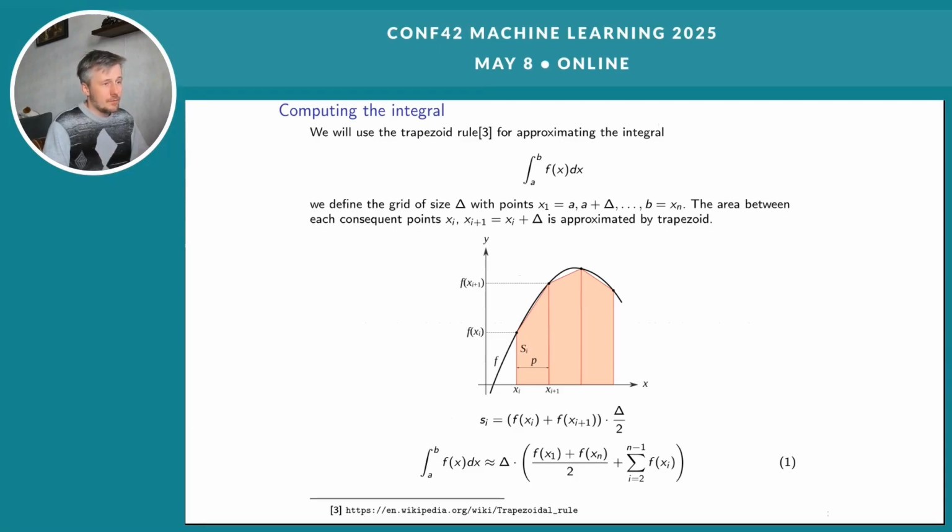The lengths of the sides are given by the values of the function at points x sub i and x sub i plus 1. And the area is the mean of these lengths multiplied by the distance between the sides. The integral is approximated as the sum of areas of all trapezoids by formula 1. Note that each inner point is contained by exactly two trapezoids. That's why the sum of the inner points is not divided by 2.